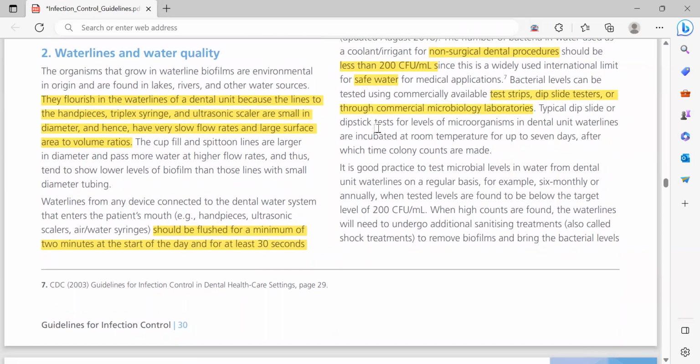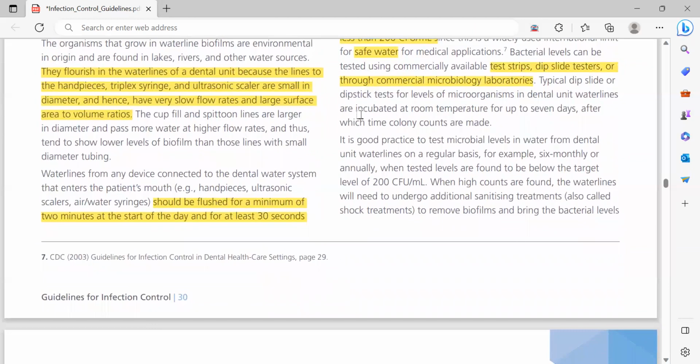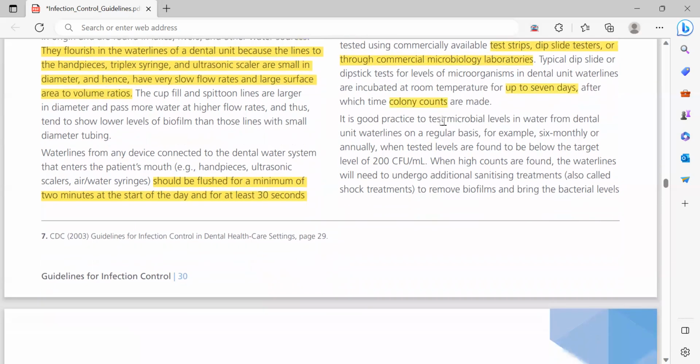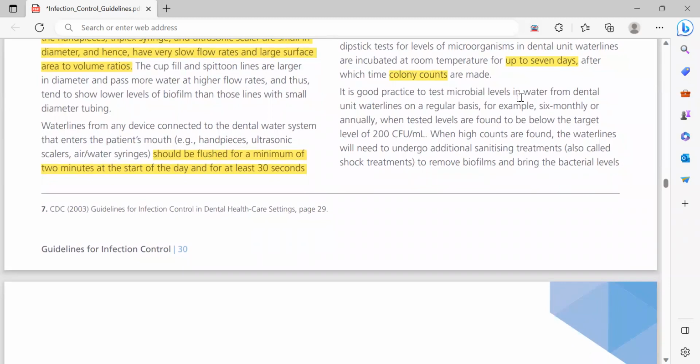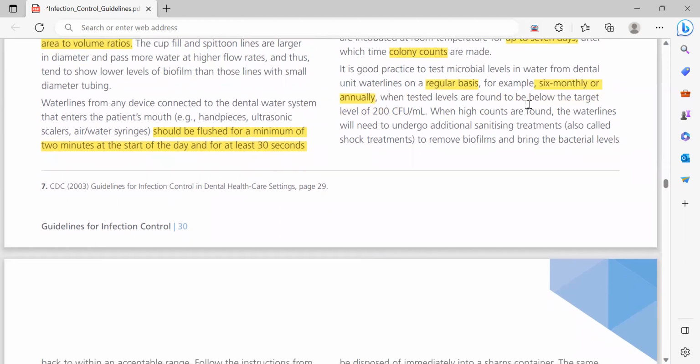Typical dip slides or dipstick tests for the level of microorganisms in dental unit water lines are incubated at room temperature for up to 7 days. So they just create that medium so the bacteria would grow and then they count the colonies. It is good practice to test microbial levels in water from dental unit water lines on a regular basis, for example, 6 monthly or annually, and check that levels are found to be below the target level of 200 CFU per ml.